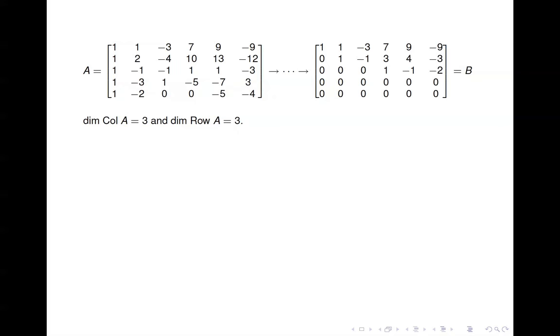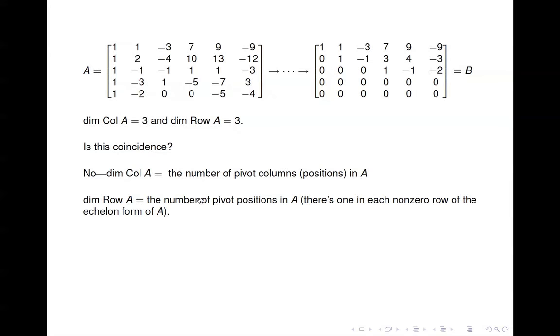All right, so we got the dimension of the column space of A is 3, dimension of the row space of A is 3, and the question is, is this a coincidence that they're both the same value? And if you think about that just a little bit, you can say, no, I don't think so, because the dimension of the column space of A is the number of pivot columns or pivot positions in A, and we look at B to figure that out, but there's 3 pivot positions. And the dimension of the row space of A is also equal to the number of pivot positions, because there's a pivot position in each non-zero row in B here, or in an echelon form of A.